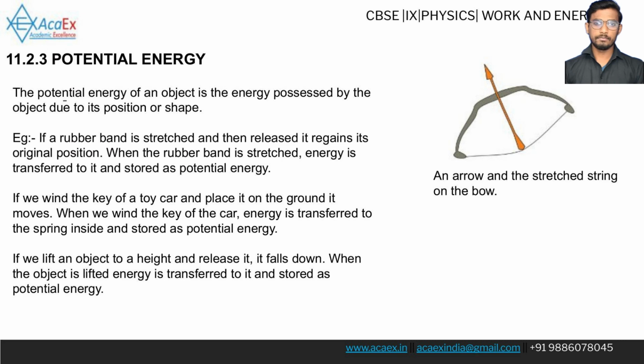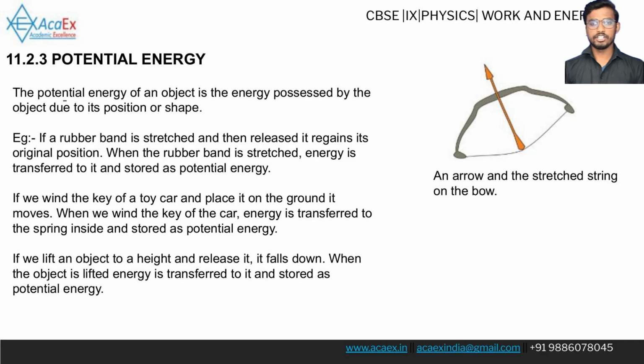Potential energy. The potential energy of an object is the energy possessed by the object due to its position or shape. For example, if a rubber band is stretched and then released, it regains its original position. When stretched, energy is stored as potential energy. If we wind the key of a toy car and place it on the ground, it moves.